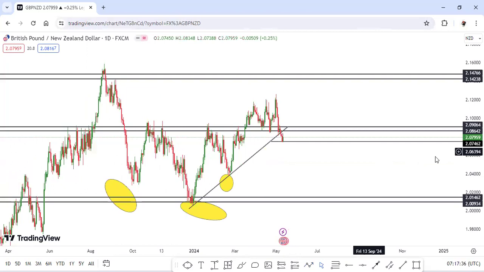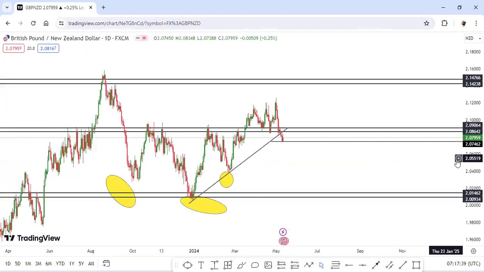So you can also mark your zones like this properly, so that you can anticipate what the market can do next. If the market breaks below here, I will be targeting this particular zone here, or this particular zone. So that is what I have on GBPNZD.